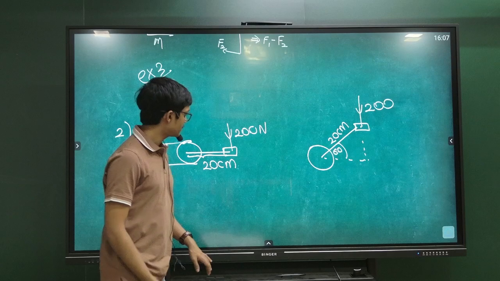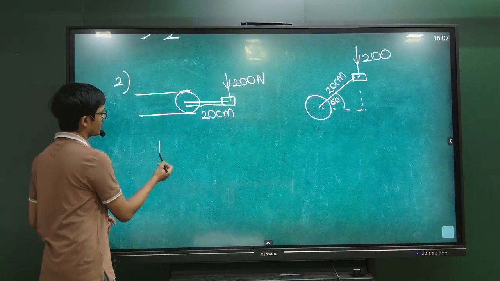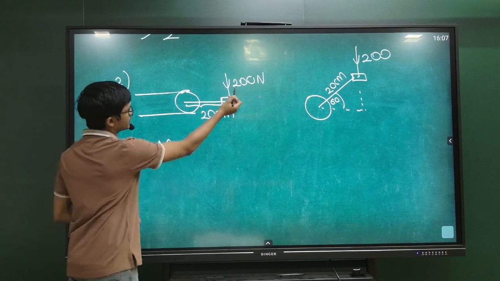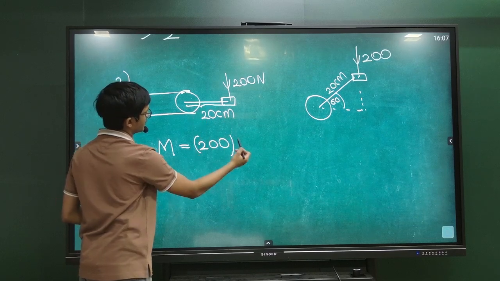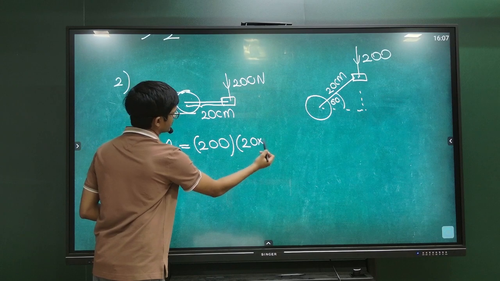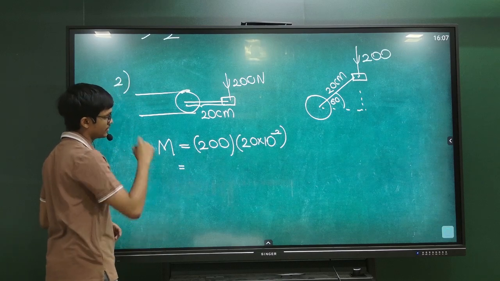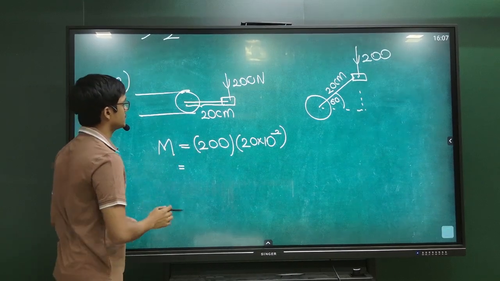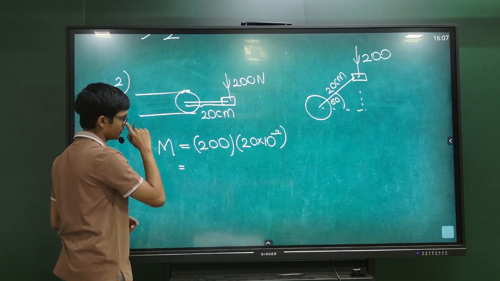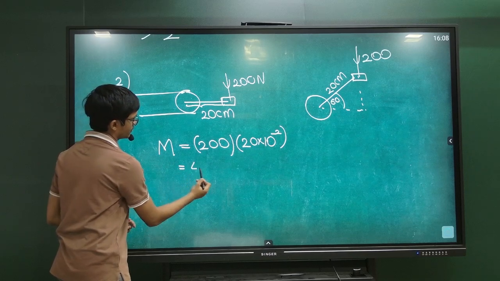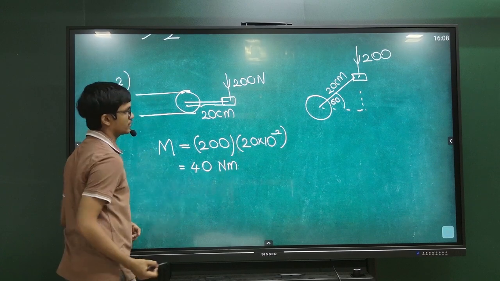Okay, so this is the system. Here, what is the answer? What is the moment? බලපූර්ණය මොකක් දෙන්නේ? It's 200 newtons into 20 centimeters. Force into perpendicular distance. Force 200 newtons, perpendicular distance 20 centimeters, this is the moment, you get 40 Newton meter.